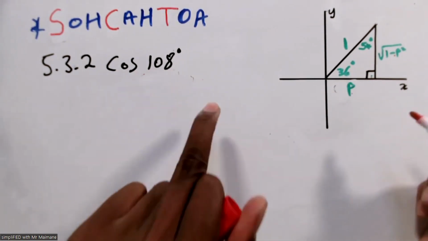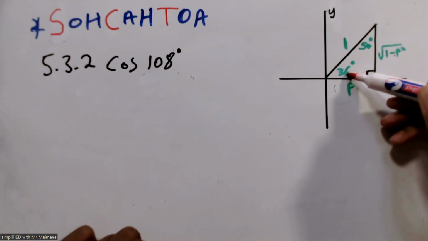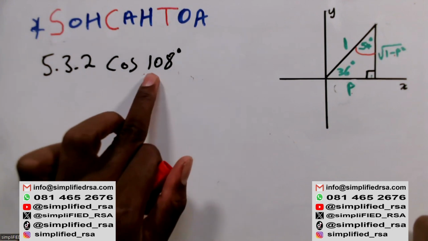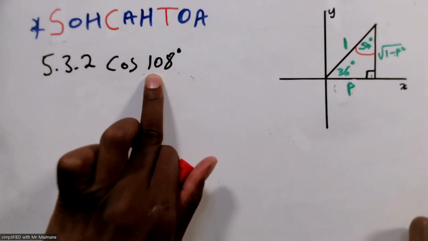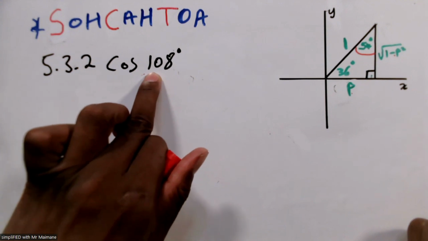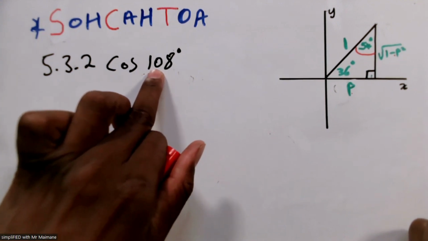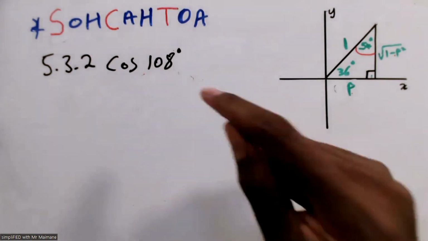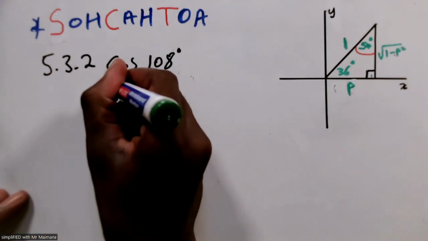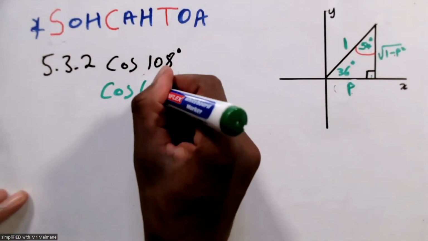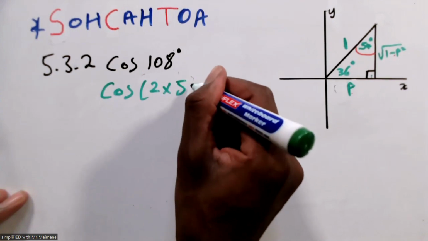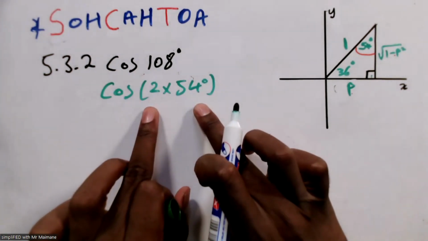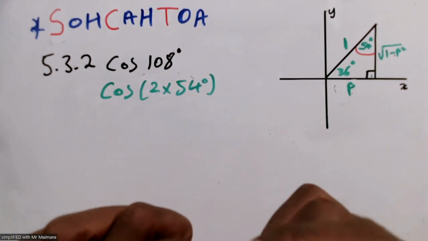But here's another way to look at this. Look at this angle here. Besides 36 here, we have another angle here of 54 degrees. And somehow I can see that 108 is double 54. So if I multiply 54 by 2, I'll get 108. So I can write 108 in the form of this, which introduces now a double angle.